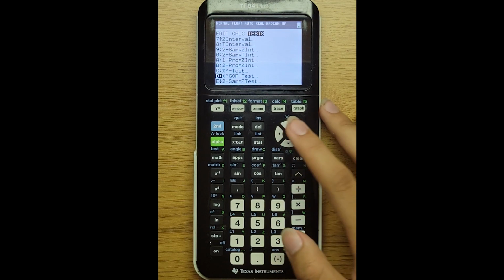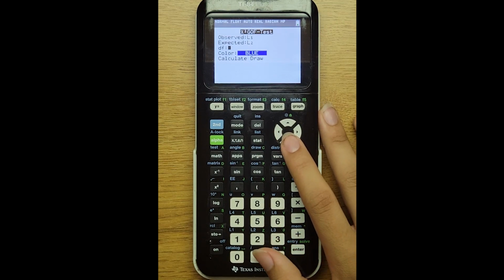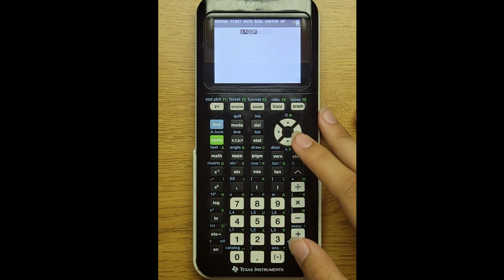Now, in order to find the degrees of freedom for a chi-square goodness of fit test, we are going to just subtract 1 from 4, which is the number of rows that there were. So therefore, our degrees of freedom is 3. Now, we are going to press calculate, and we are going to get a p-value and a chi-square value.